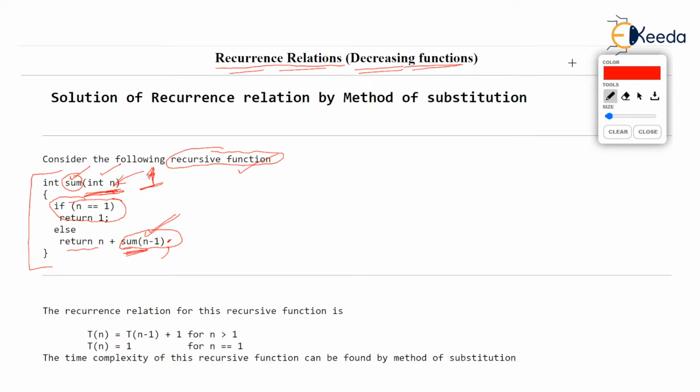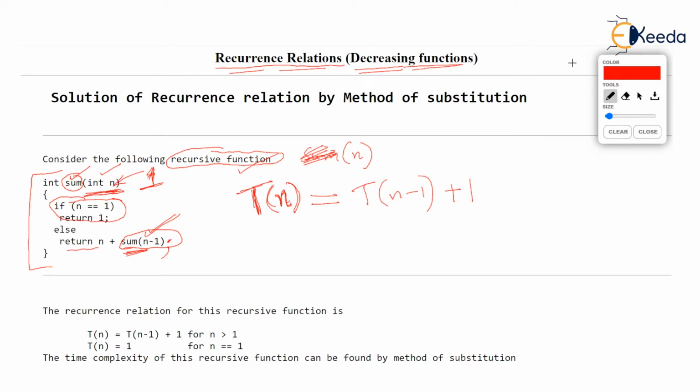How do you write this sum function as a recurrence relation? Now, we introduce a notation Tn. Actually, instead of Tn, I could have written sum n because the name of the function is sum and it has a parameter n. But instead of naming the function like this, sum, we have named our function as t. So we have renamed it just like that and we have written Tn. That means we are solving some problem of size n. Then we write Tn is equal to Tn minus 1 plus 1.